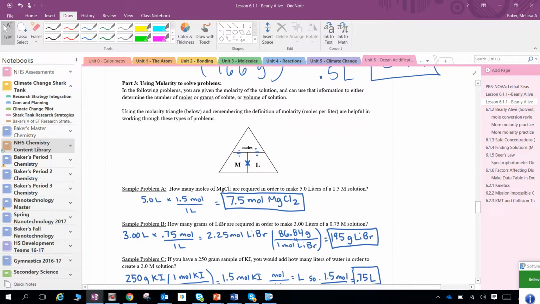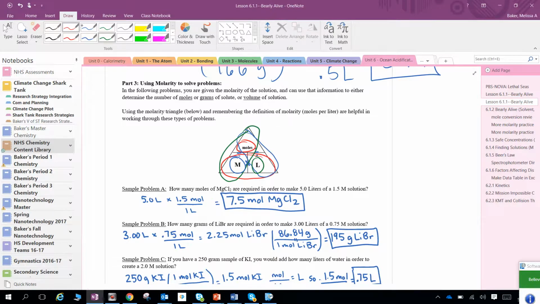Another helpful thing is the molarity triangle. So to use this, you cover up what you're looking for. So if you want to solve a problem for molarity, you can see what's left over here is moles divided by liters. If you want to solve a problem for moles, you're going to do molarity times liters. And if you want to solve a problem for liters, you're going to do moles divided by molarity.